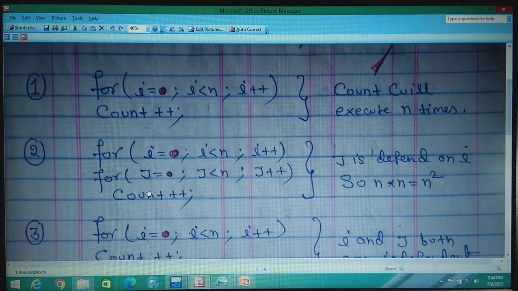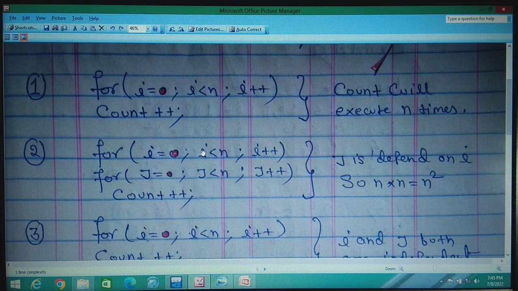Similarly, in the second example, for i equal to 0, i less than n, i plus plus, then for j equal to 0, j less than n, j plus plus. Here you must note, whenever you are writing any loop and after that there is another line, this loop will execute this one line. If there is more than one line, then you have to use the curly brackets. So one line it will execute.